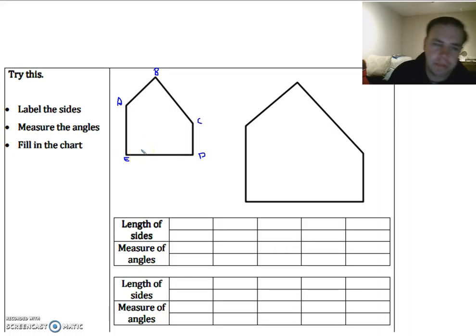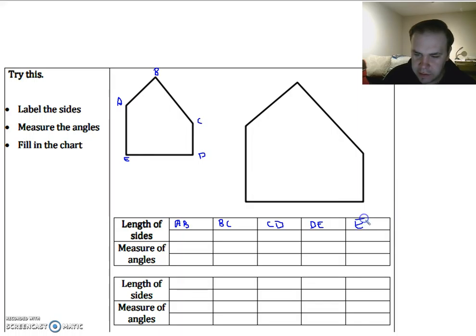Okay. So now I have to find out the lengths, and then I also have to find out what the angles are. Luckily for me, I know that if I'm talking about the lengths and the sides, I can talk about A, B. So that's that. I can talk about B, C, C, D, D, E, and then E, A.